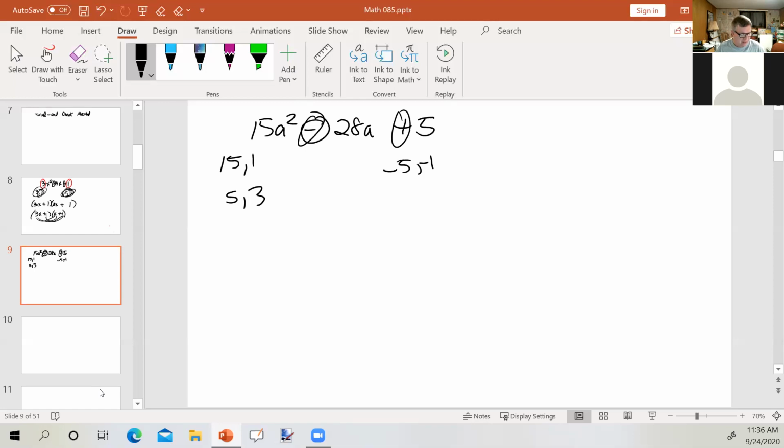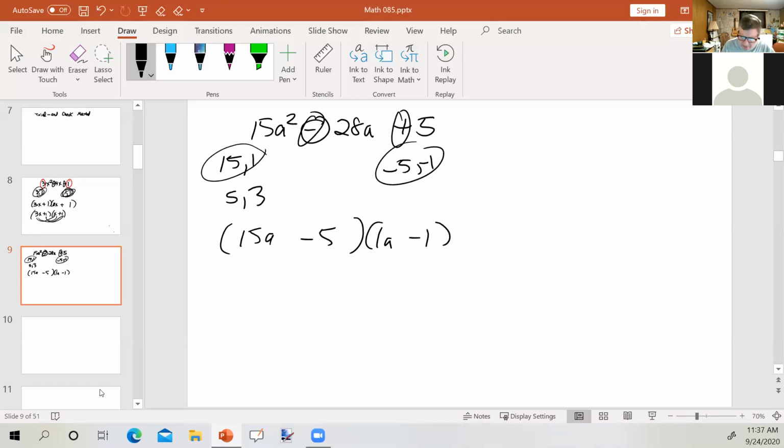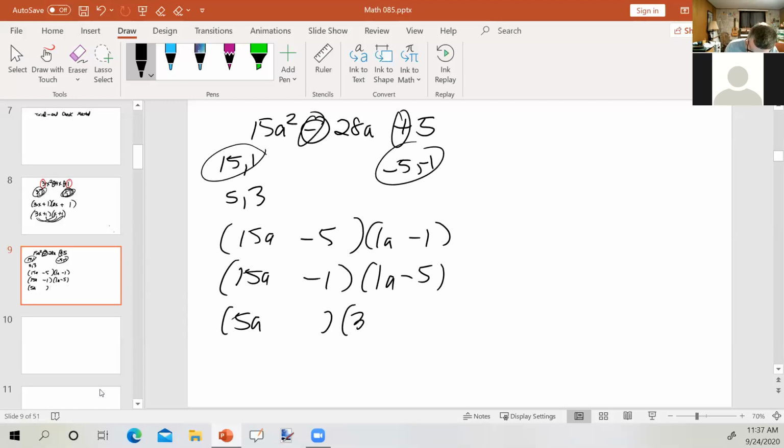So this is where we get into this trial and check kind of thing. I could have a 15a and a 1a referring to these, and I could have a -5 and a -1 referring to these. But I could also have a 15a and a 1a, and the -1 could go there and the -5 could go there. So you see how I switched them around. But I could also have a 5a and a 3a and a -5 and a -1, or a 5a and a 3a and a -1 and a -5.